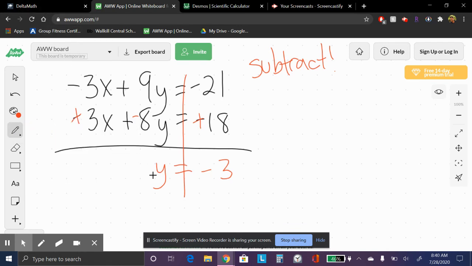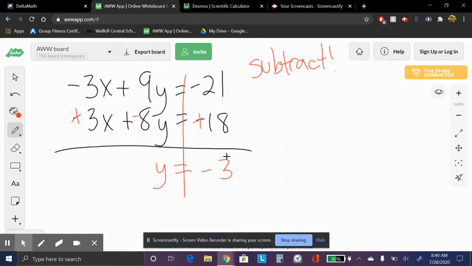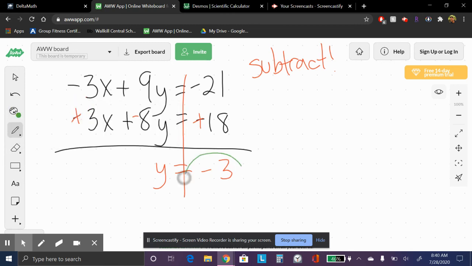So now, careful, I found my y value first, as opposed to the last problem where I found my x value first. So in here, I'm going to plug in negative 3 for y. Now to solve for x, you've got to be careful again. I'm going to plug this one into the top equation for y, not for x. You plug it in for y.